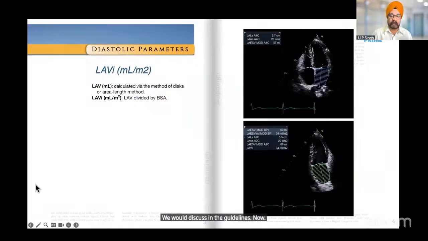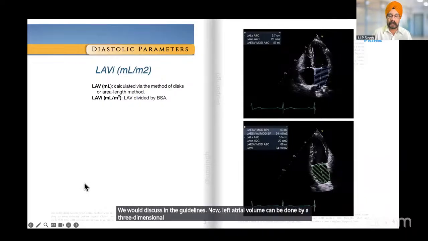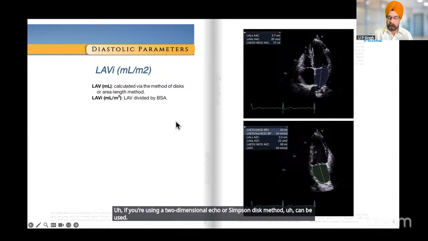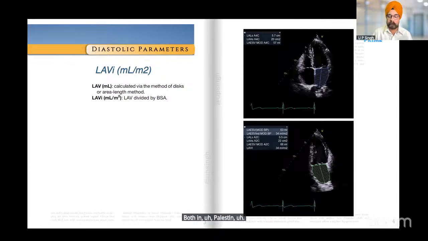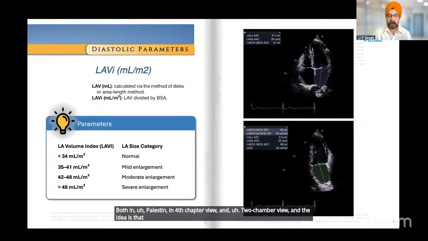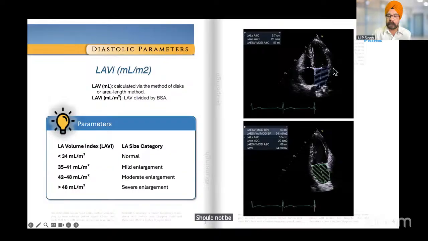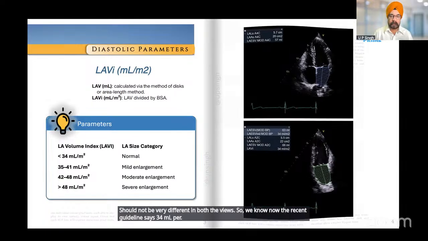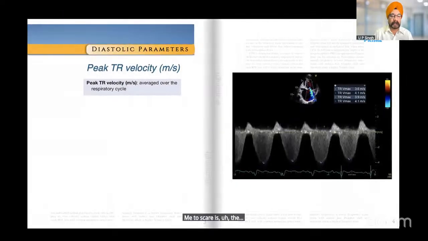Now, left atrial volume can be done by three-dimensional echo, preferably. If you're using two-dimensional echo, the Simpson disc method can be used both in the four-chamber view and the two-chamber view, and the idea is that the difference of length should not be very different in both the views. So we know the recent guideline says 34 ml per meter square is the volume we are taking.